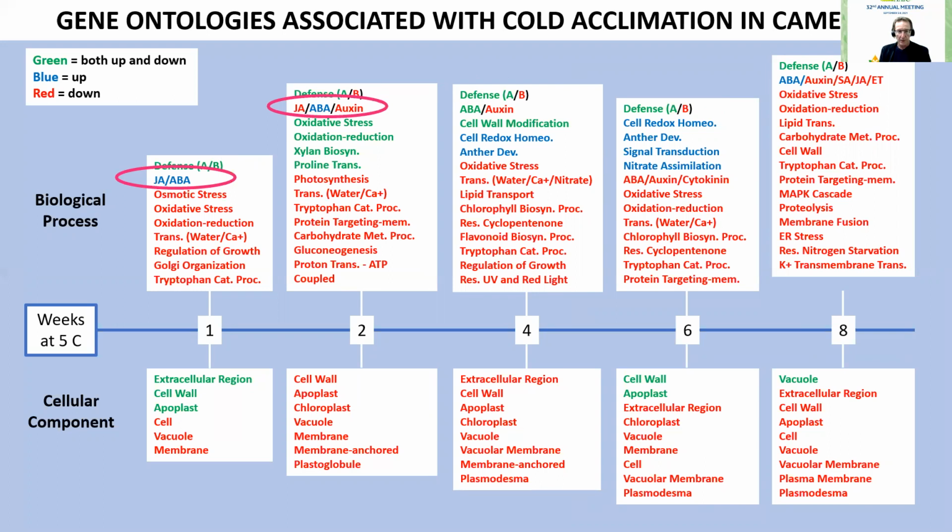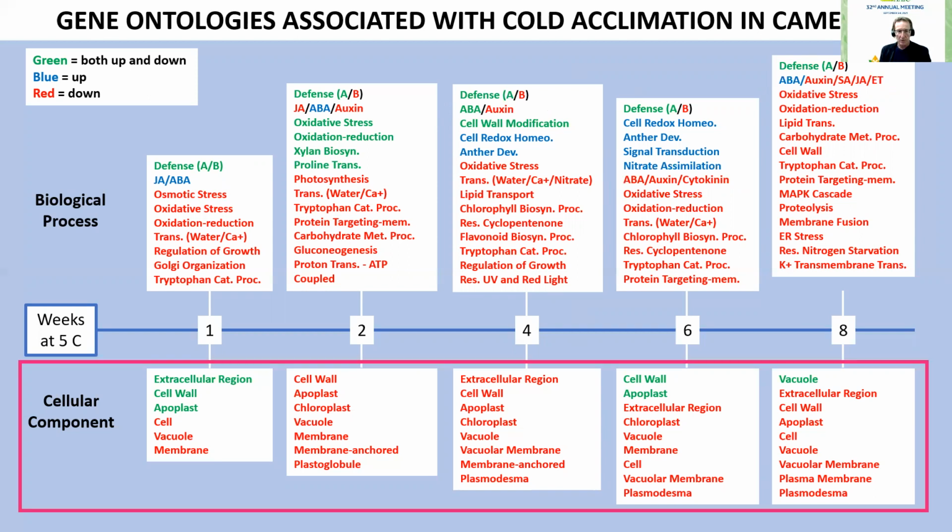Early responses to cold seem to be associated with ABA and jasmonic acid signaling processes, whereas ABA, auxin, cytokinin, and salicylic acid responses are more prominent with the duration of cold acclimation. The main processes impacted by cold acclimation appear to involve oxidative stress, transport of lipids, ions, and water, carbohydrate metabolism, photosynthesis, flavonoid and anthocyanin biosynthesis, and protein biogenesis and targeting to membranes.